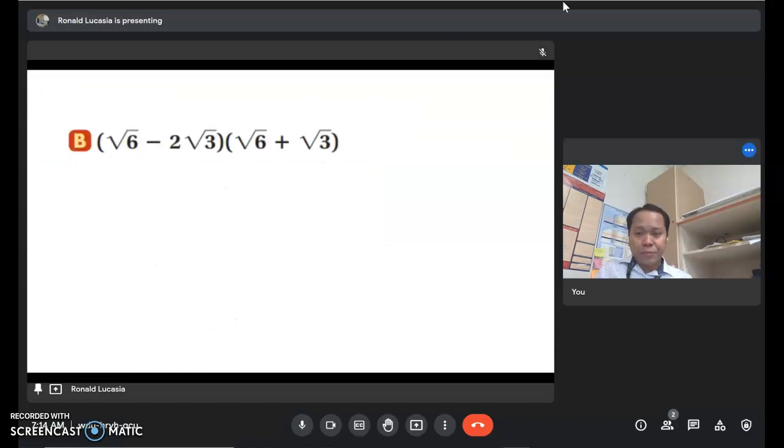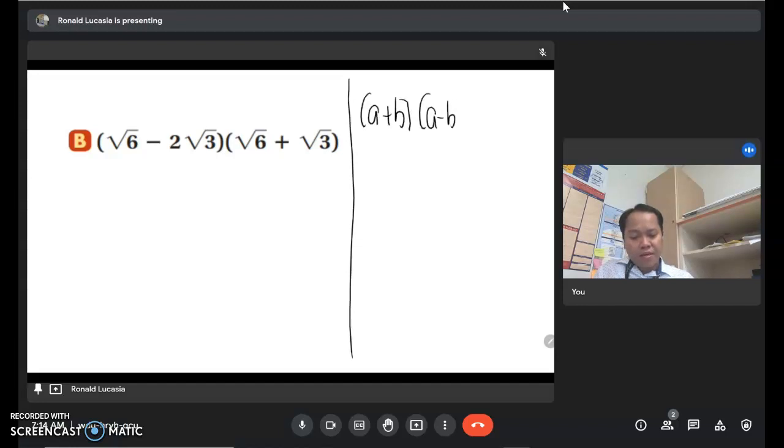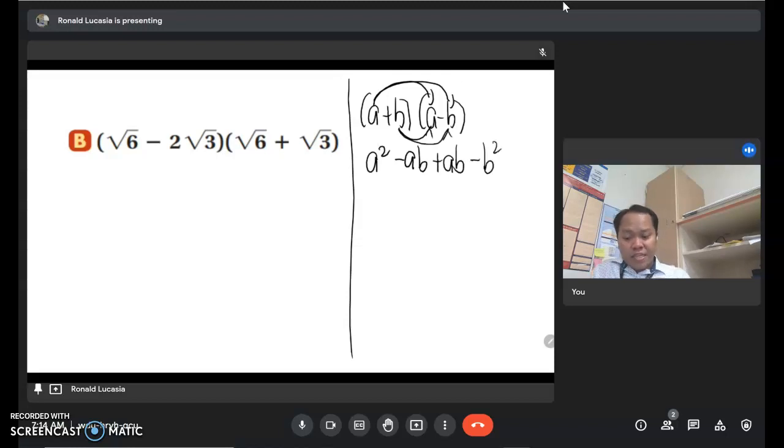Let's have the second one. So in multiplication of radicals, remember the a plus b, a minus b. So that is a times a, a squared, a times negative b, that's negative ab, b times a, that's ab, and then b times b, that is b squared. Same thing happens here. The square root of 6 times the square root of 6, that's the square root of 36. The square root of 6 times the square root of 3, that is the square root of 18.